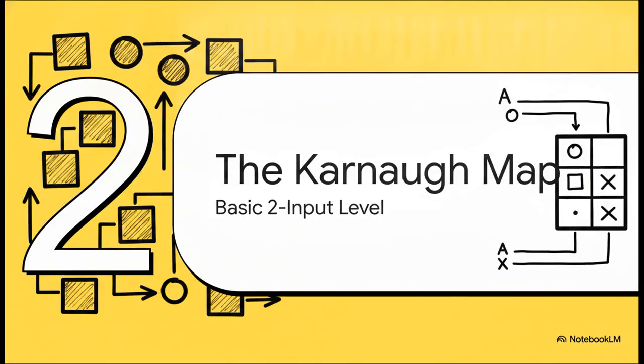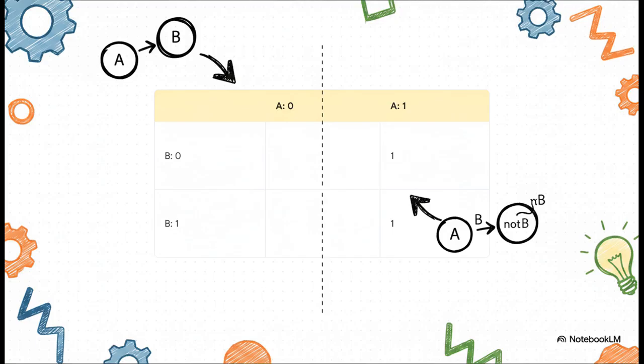All right, moving to Section 2, introducing the Karnaugh Map. We're going to start at the basic 2-input level. Let's look at a really foundational example. Imagine a circuit described by this slightly clunky expression, A and B, or A and not B. To solve this, we just set up a really simple grid. We put variable A across the top, variable B down the side.